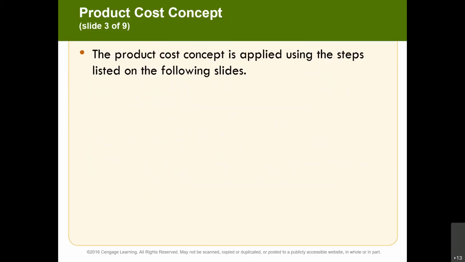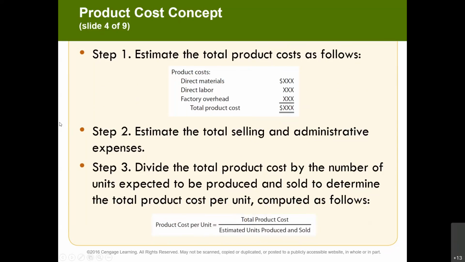The product cost concept is applied using the steps listed in the next slides. So step one, of course, you gather your data: direct material price, direct labor price, direct factory overhead price. You get all those costs together to get your total product cost. Next thing you do is you estimate your selling and administrative expenses.